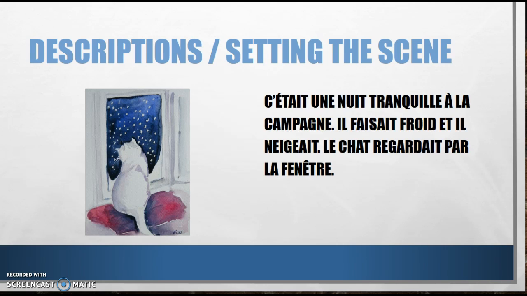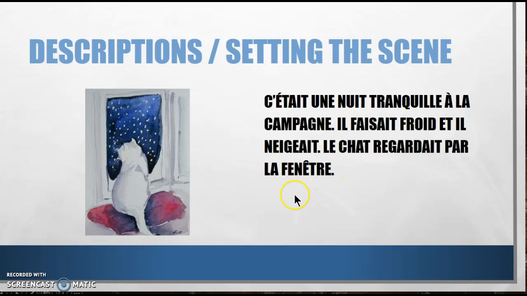So, for example, if we have a description at the beginning of a story, when we're setting the scene of our story, we use imparfait verbs. So c'était une nuit, excuse me. C'était une nuit tranquille à la campagne. Il faisait froid et il neigeait. Le chat regardait par la fenêtre. So, what was going on? It was a quiet night in the country. It was cold and it was snowing. The cat was looking out the window.